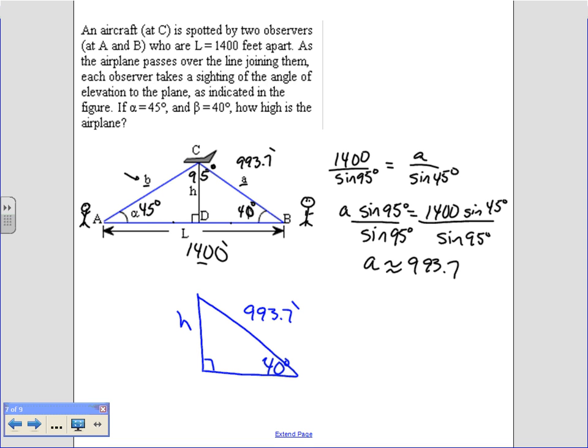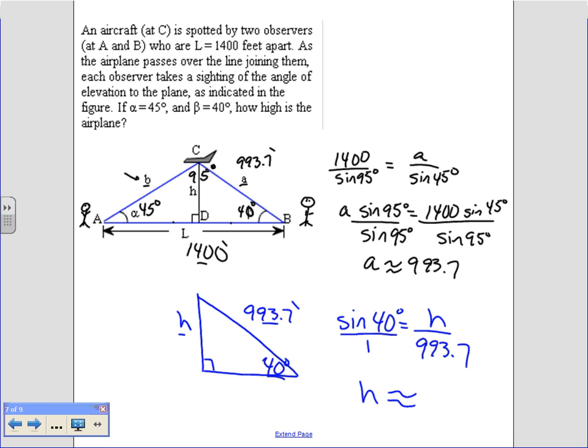Okay. Now, do we need law of sines or cosines here? It's a right triangle, right? So we can use our right triangle ratios. So what are we going to use? Sine, cosine, or tangent here? Sine, because you got what from 40 degrees? Opposite and hypotenuse. Okay? So the sine of 40 will be equal to h over 993.7. And then we just cross multiply.